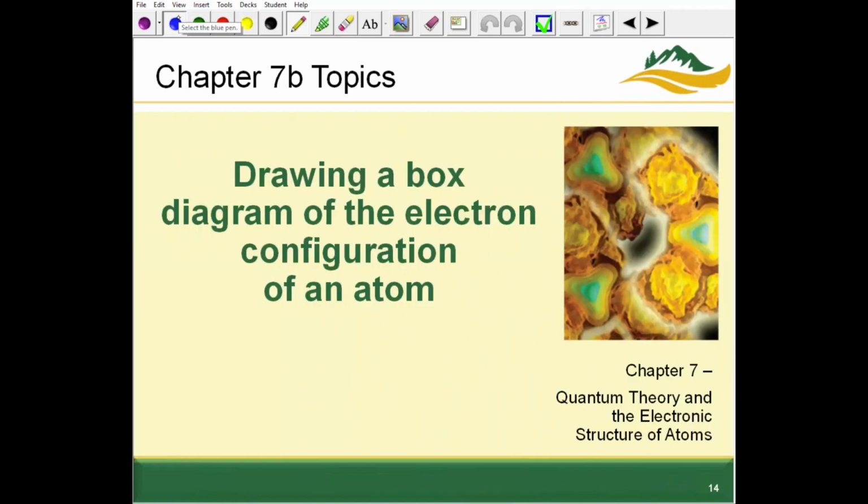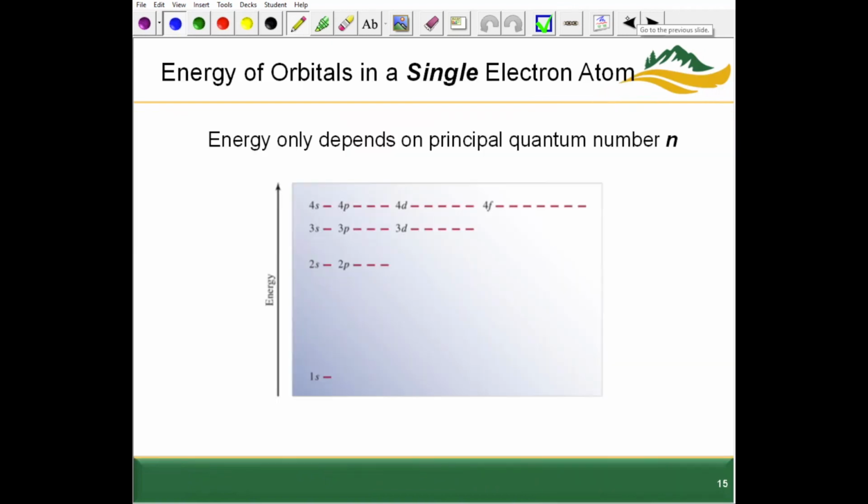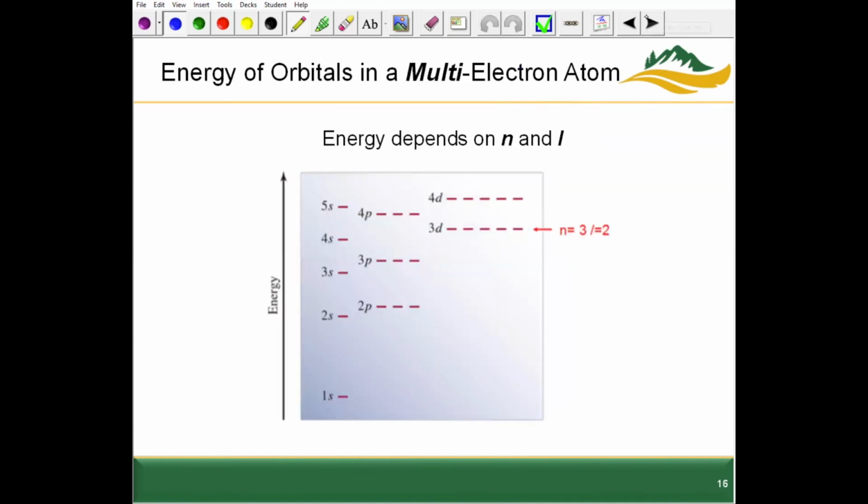So, drawing a box diagram of the electron configuration in an atom. We're going to talk about the different scenarios for either an atom with a single electron, we know that's just hydrogen, or if we have one of our other really low atomic number elements that lose multiple electrons to end up with one single electron, we could have this scenario as well. Generally, we're going to work with atoms that are multi-electron atoms.